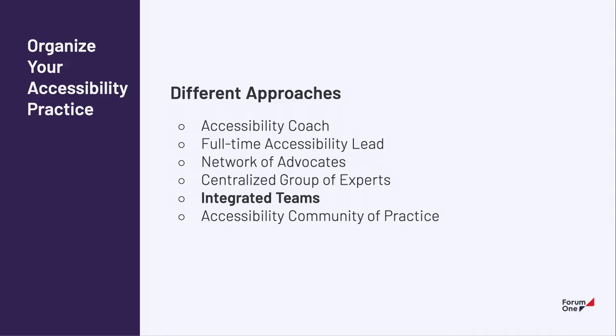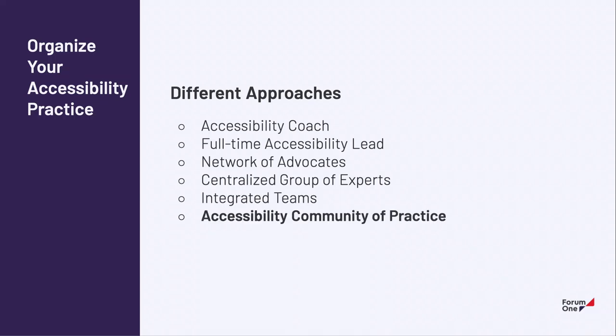The next one is integrated teams. So this one takes the network of advocates approach and takes it a step further. When you have different teams that are supposed to focus on something, like maybe a team that focuses on building that section of the website, and a team that's focused on putting out the quarterly reports and PDFs, you have someone in each of those teams who's responsible for accessibility. Just like you might have a project manager and a developer and a designer, and someone in charge of QA, you have somebody in charge of accessibility as well. And again, you can mix and match these things, so you can have a centralized group of experts but take the integrated teams approach so that they're on different teams, and that can help collaboration and cross-functional awareness.